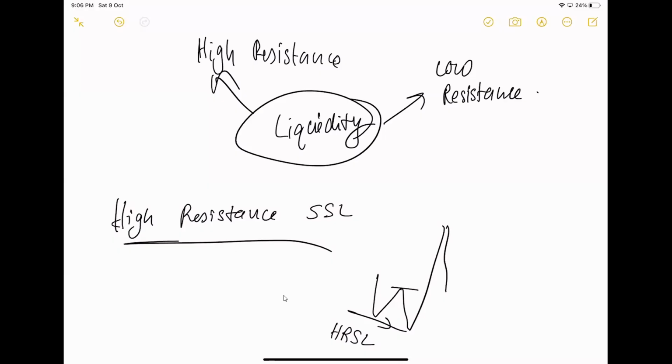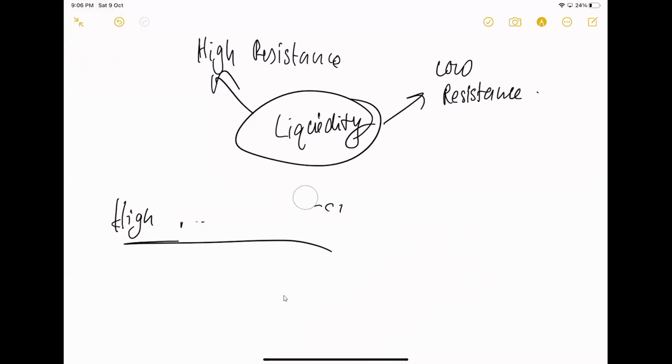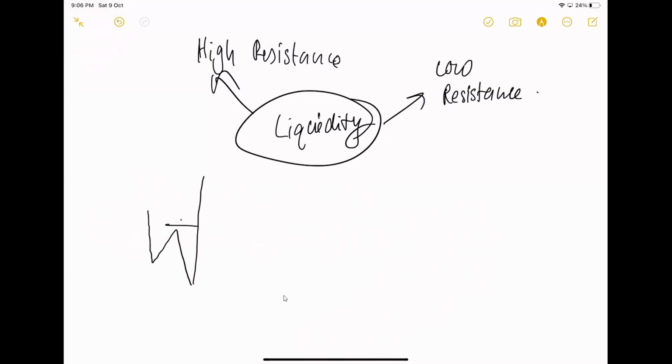It's pretty simple. Let me take this out first. The logic behind it is this: you have a low, and then you have a break of market structure. Now, classic retail ideas say that you need to have a low, you need to have a high, you need to have a lower high.